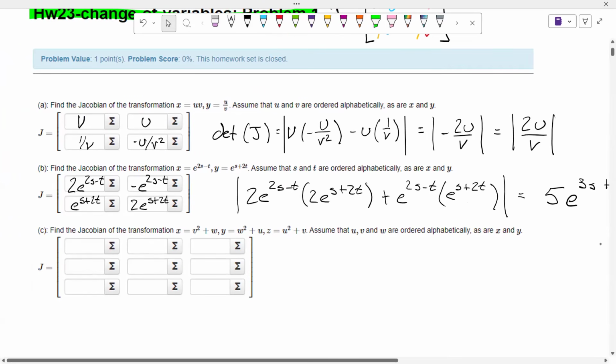For the last one, let's do a 3x3 Jacobian matrix. So again, we'll order these things alphabetically. So U, V, and W in that order, since that's alphabetical order. And X, Y, and Z are as listed there. Let's get some derivatives. So X partial U is first, and that's just 0.